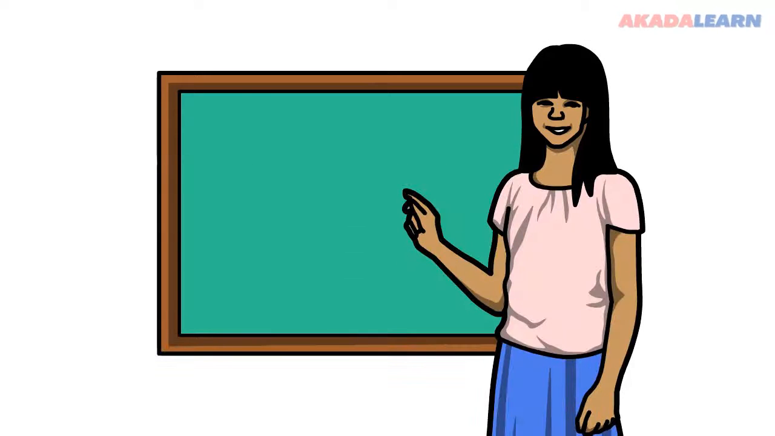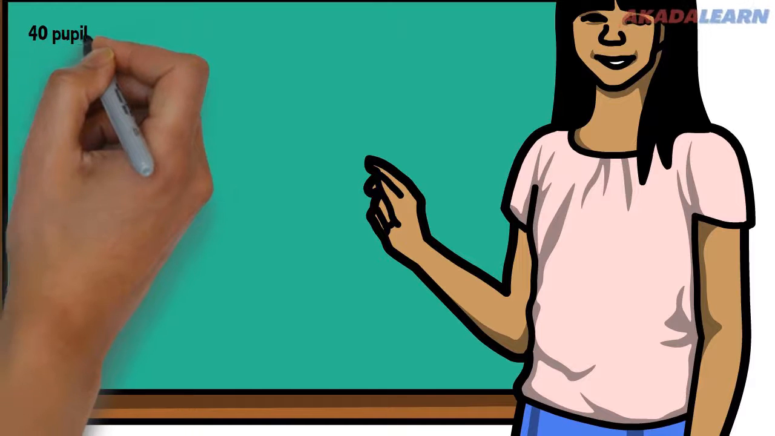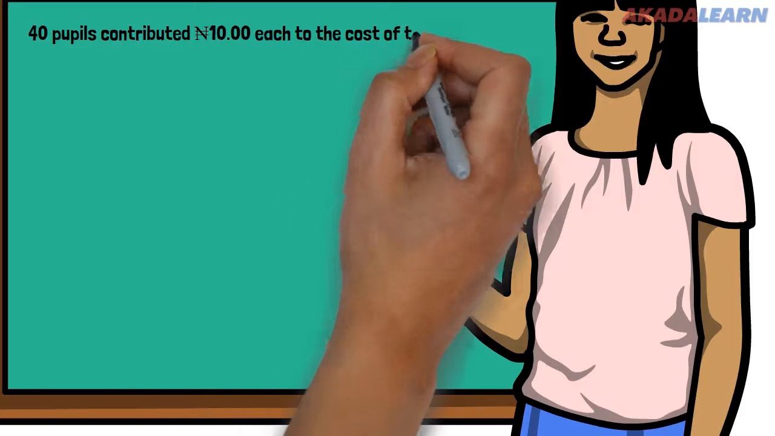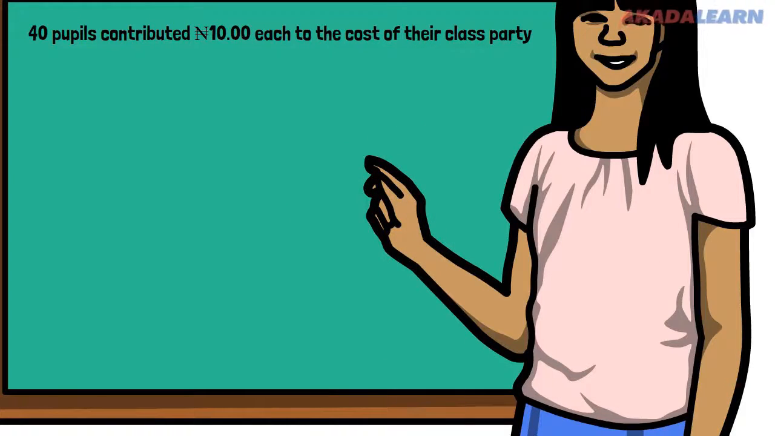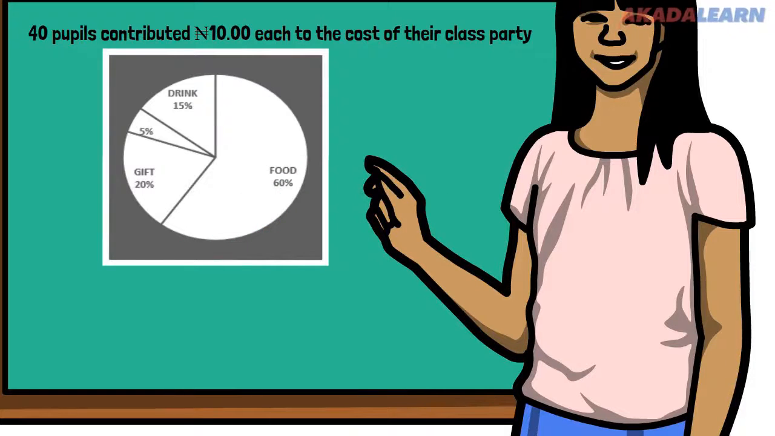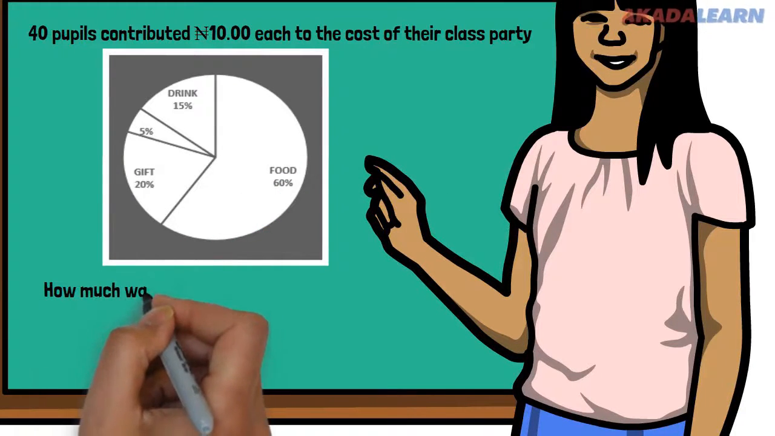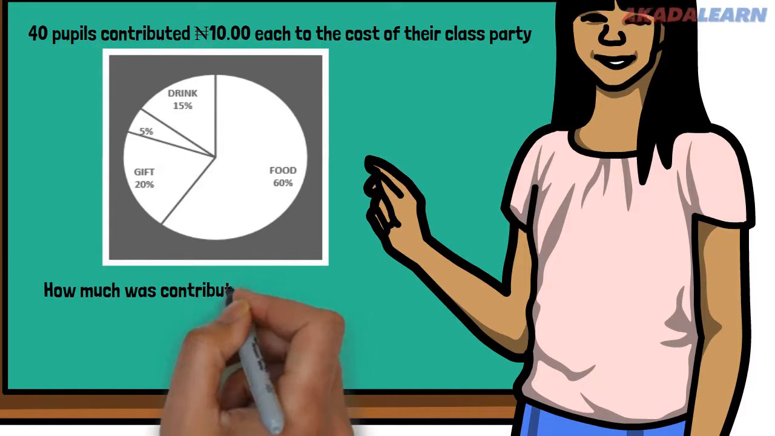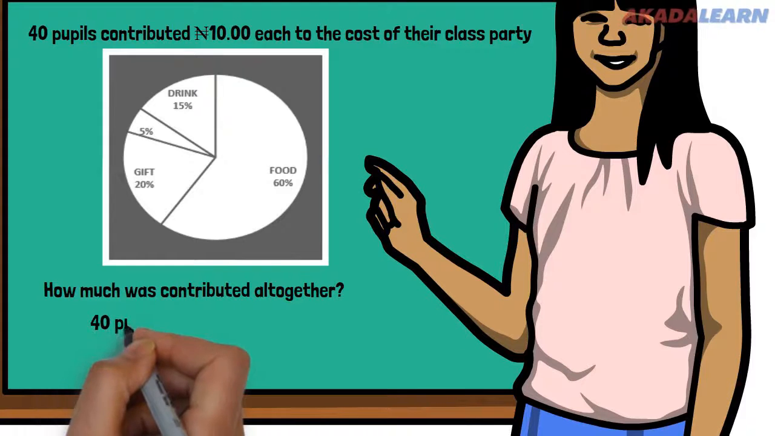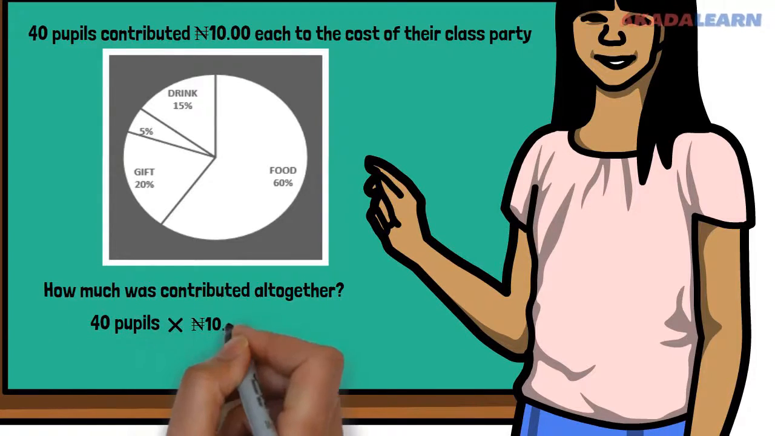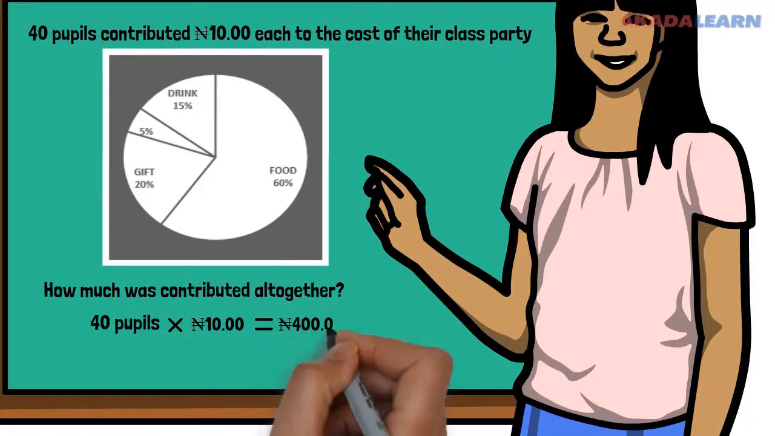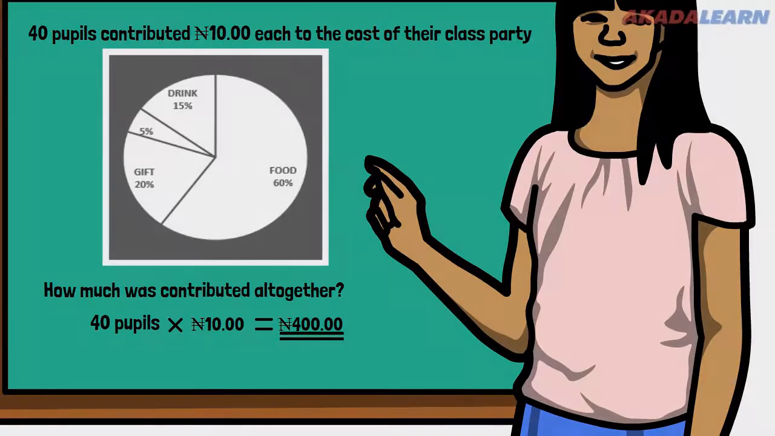Okay, so let's look at our next question. Alright, 40 pupils contribute 10 naira each to the cost of their class party. And here is a pie chart showing the distribution. So how much was contributed all together? That's the first question. So how do we go about this? 40 pupils times 10 naira is equal to 400 naira, which is your final answer.